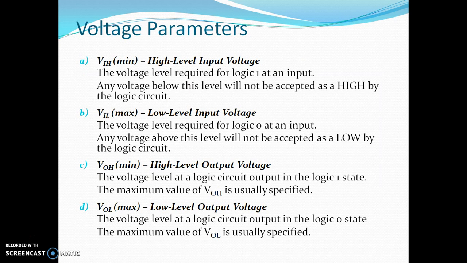Now we'll see the voltage parameters. There are 4 voltage parameters we require: 2 for the input voltage and 2 for the output voltage. VIH min and VIL max are the voltage levels required for logic 1 as well as for logic 0. And VOH min and VOL max are the voltage levels at a logic circuit output in the logic 1 state as well as the logic 0 state.